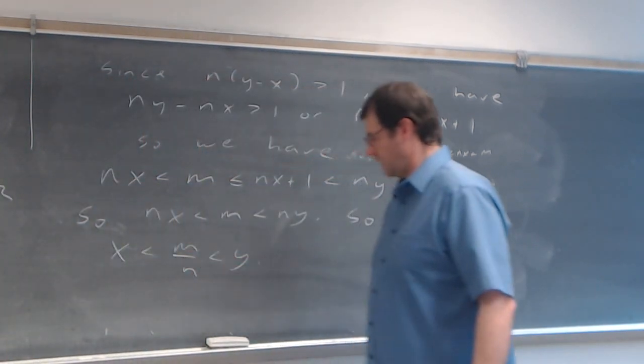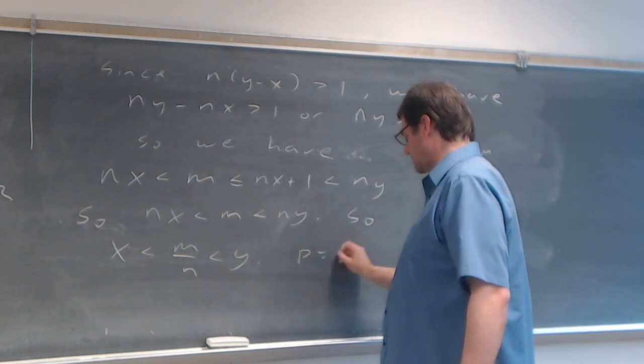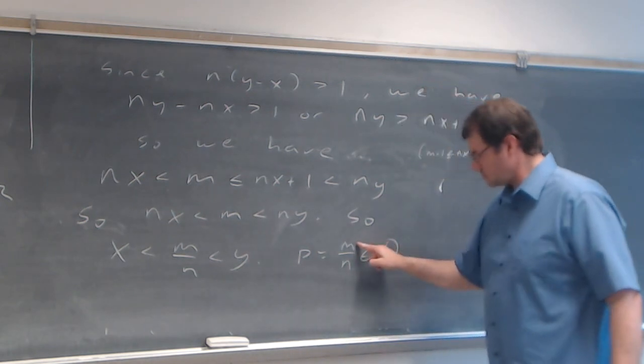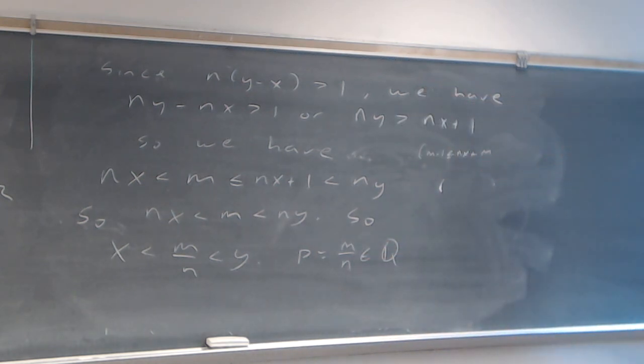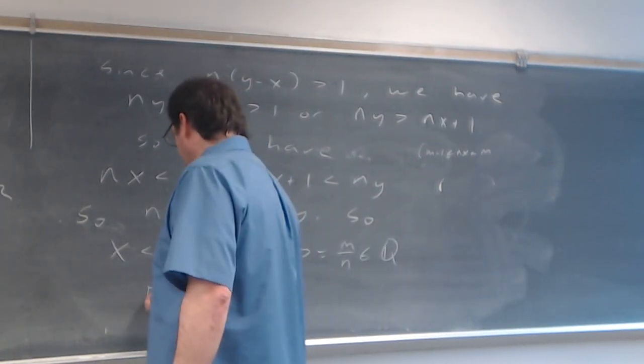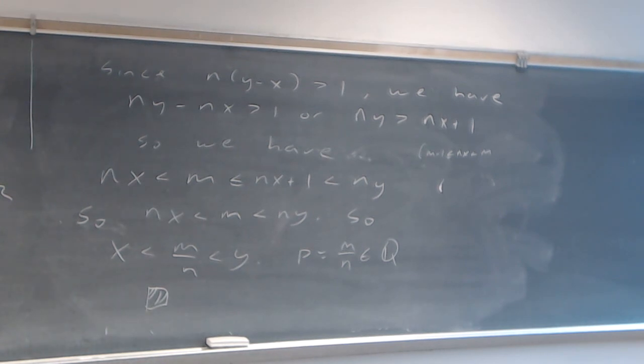And this, m over n, is a rational number because it's an integer divided by a natural number. So that's what we have. And that is that proof. Kind of a long proof, and it's a good point to stop at. So thank you very much.